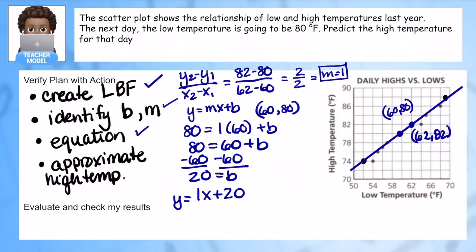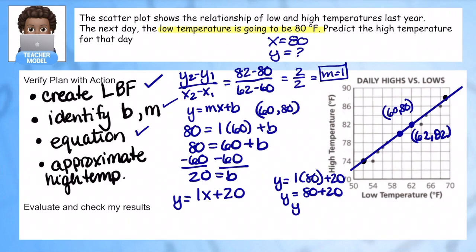Now let's try and find, we want to know the temperature when the low is 80. So when the low temperature is 80, when x is equal to 80, we want to know what y is equal to. Okay, let's just substitute this in. I'm going to put y is equal to 1 times 80 plus 20. Y is equal to 80 plus 20. So my approximation, y is equal to 100 degrees Fahrenheit.